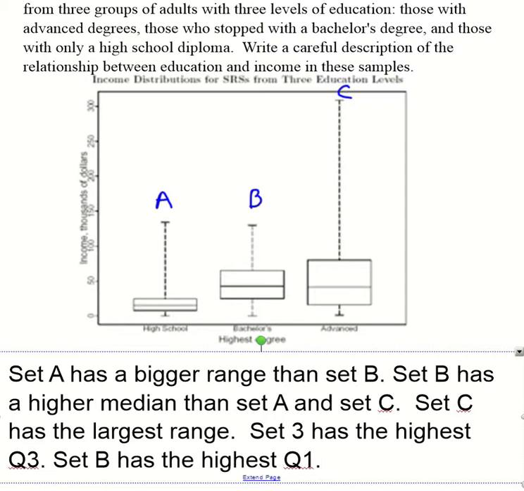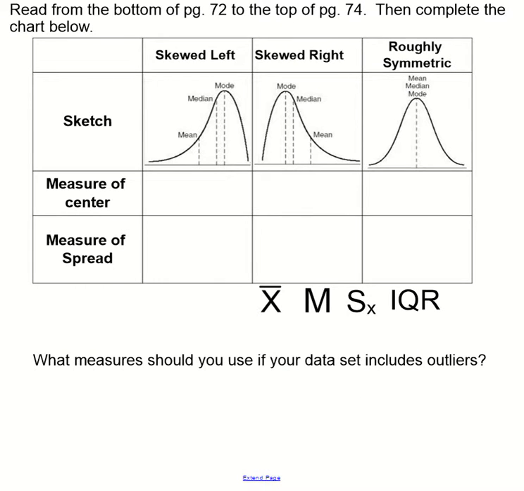Set A's IQR is the smallest, set C's is the biggest, so set B is in the middle. Of all the ranges, set B has the smallest range. I'm guessing set A and set C may have some outliers that were not actually calculated here, because I don't think this $300,000 income is consistent with the rest of this box and whisker plot. And so here are some things we need to know.